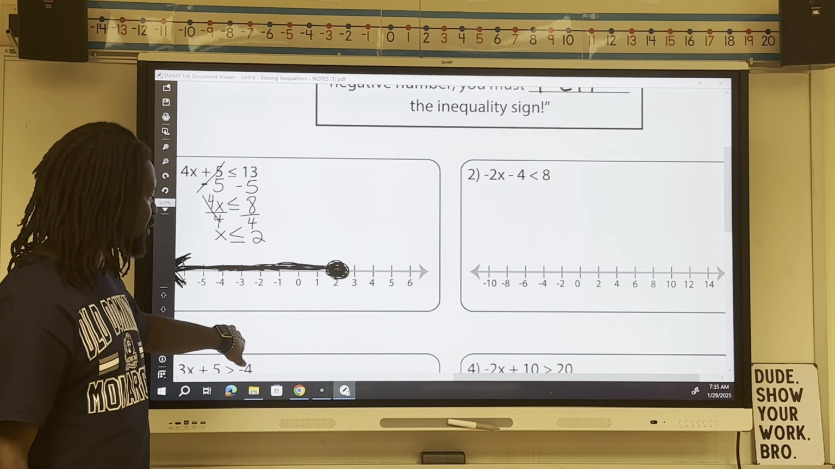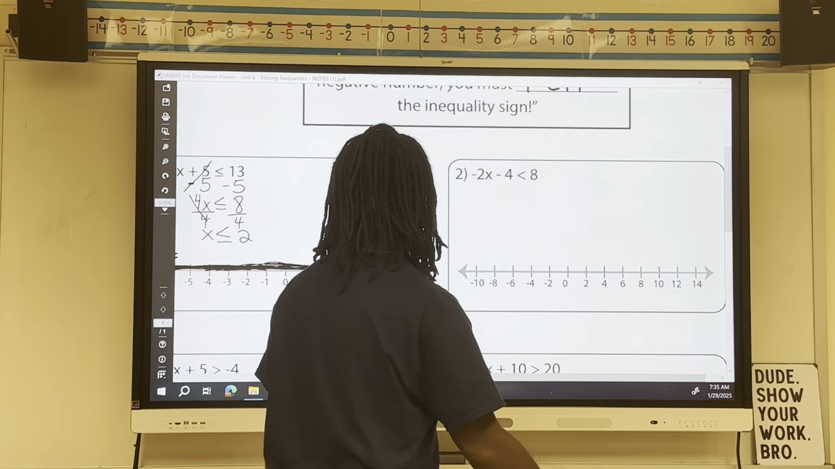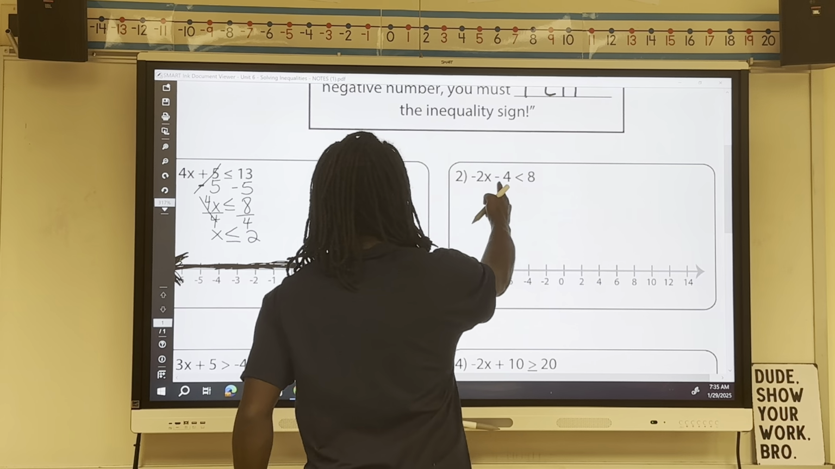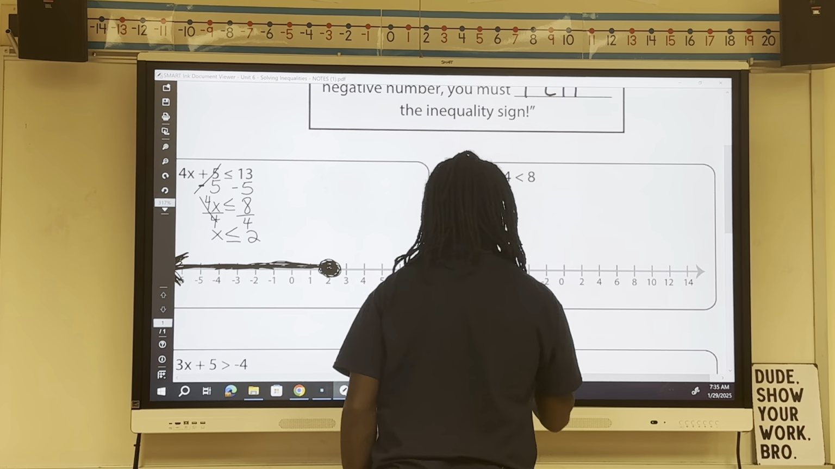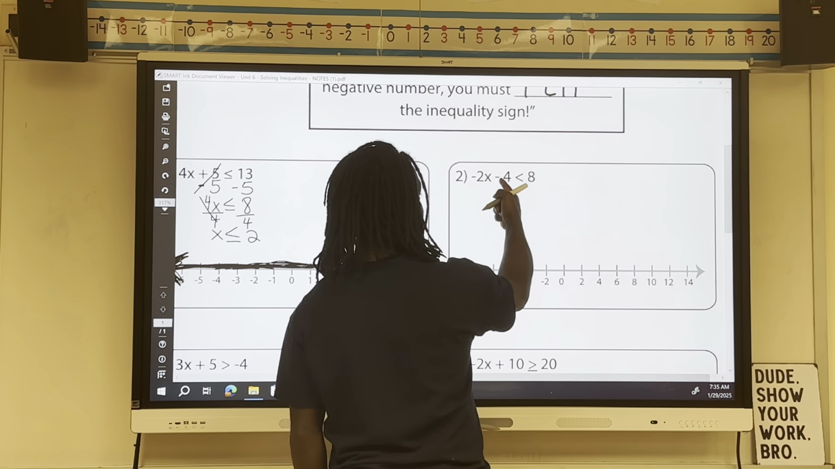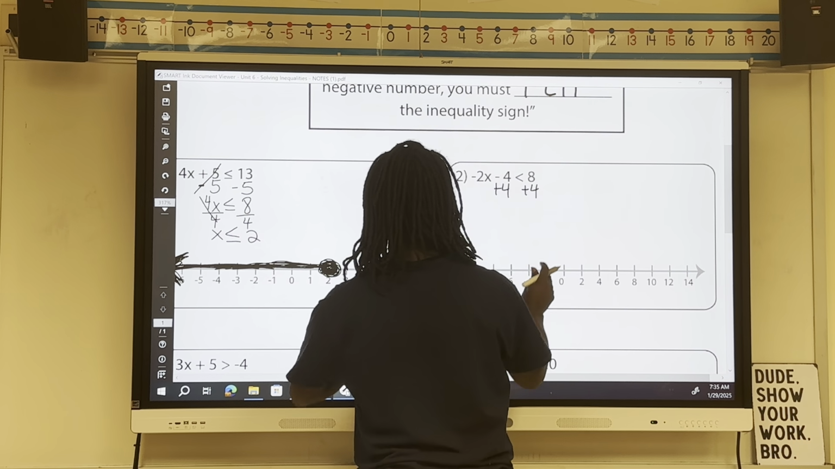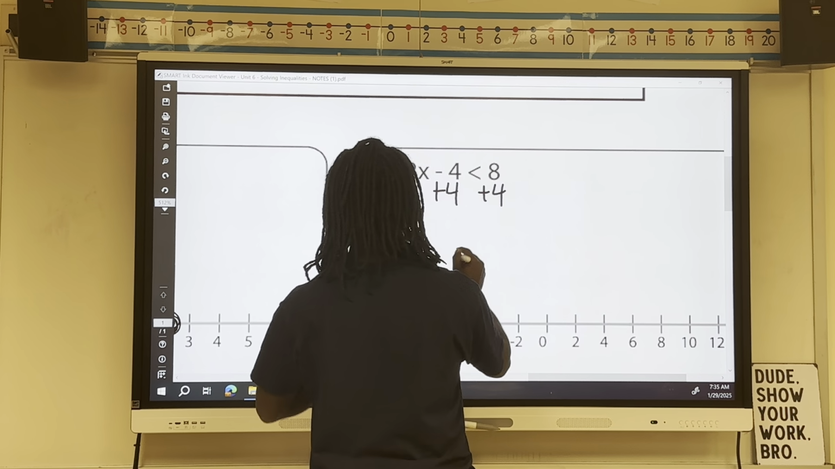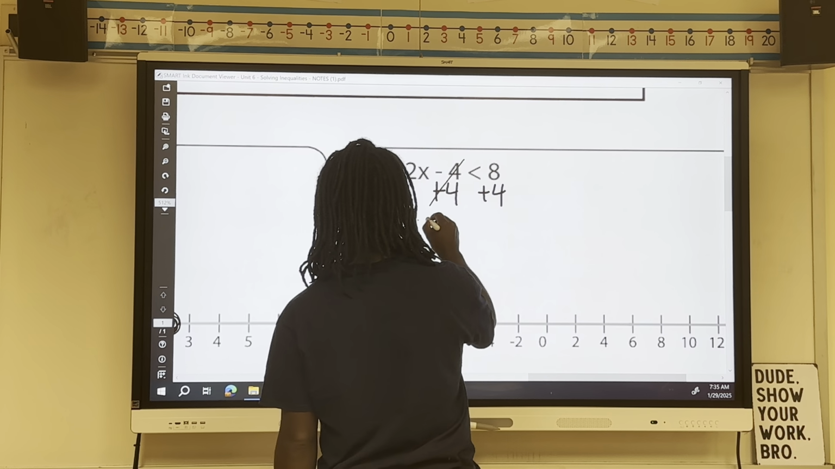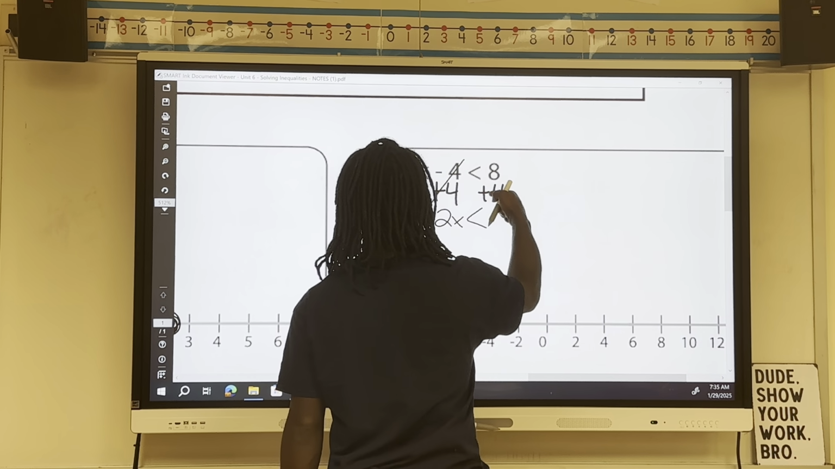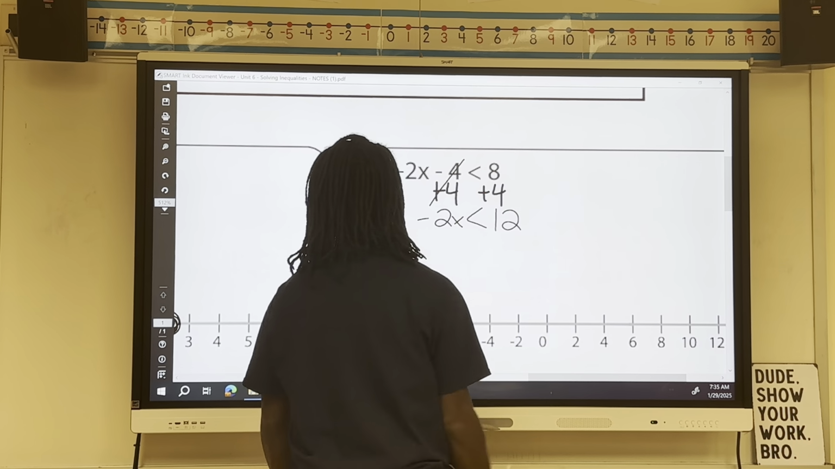I'm going to go ahead and do the next one, and then I'm going to let you do the next two on your own. This time we have a couple of negatives in here. I'm going to get the x by itself and get rid of the -4, so I'm going to add 4 to both sides. When I add 4 to both sides, that cancels, and I get -2x is less than 8 plus 4, which is 12.